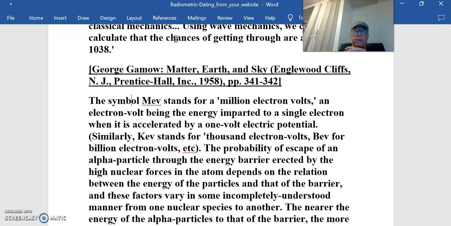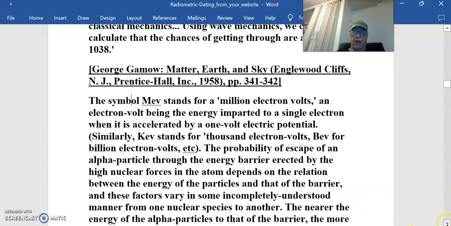The probability of escape of an alpha particle through the energy barrier erected by the high nuclear forces in the atom depends on the relation between the energy of the particles and that of the barrier, and these factors vary in some incompletely understood manner from one nuclear species to another.